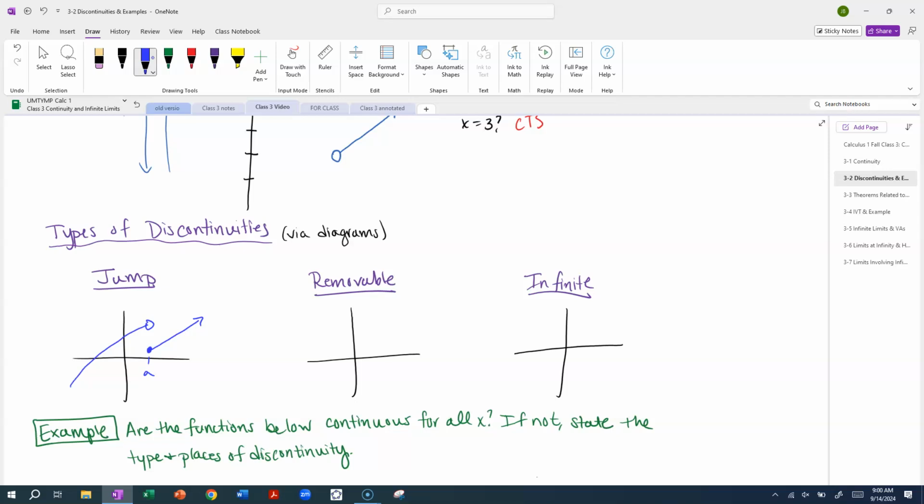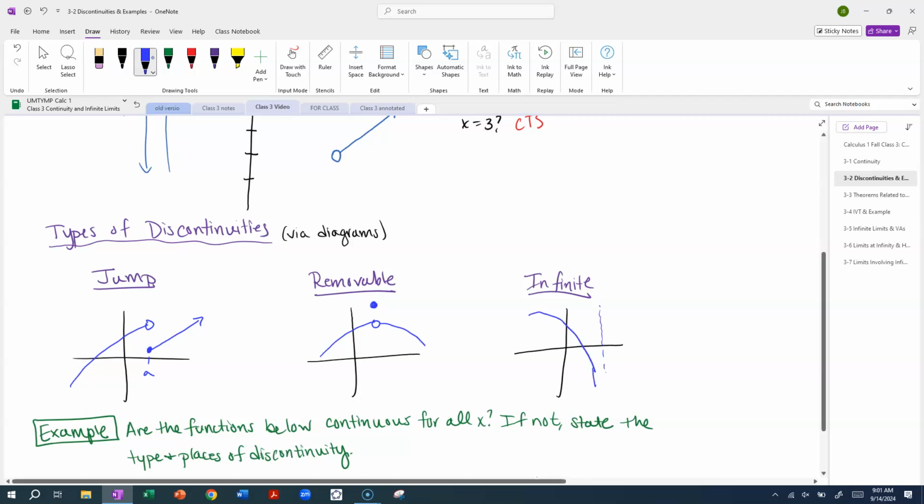Removable would be what we saw at x equals 0 in the above example. So something like this, where we have a hole and then the function value is above or below it. It's just not equal to what we would expect. And then infinite was the case where we had vertical asymptotes appearing. The example we saw was more like that. So that would be another situation in which we would have a discontinuity.